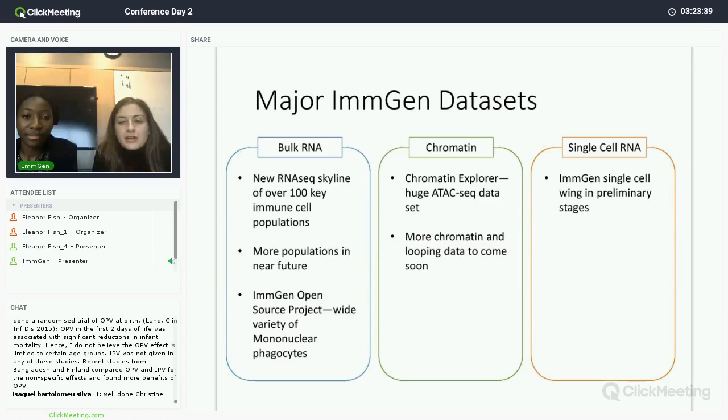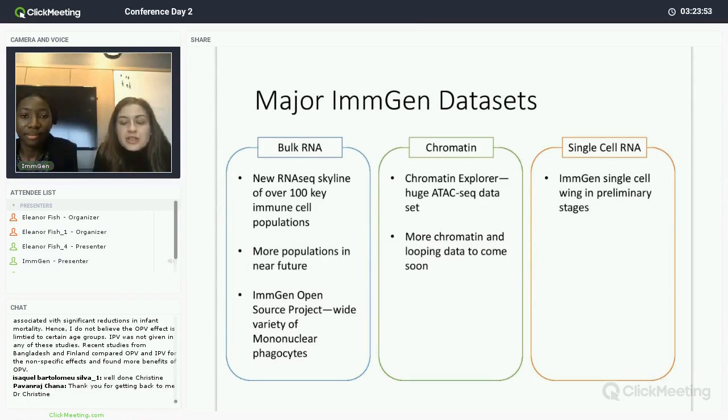Another really large data set ImmGen made available in phase 2 is a chromatin data set generated using the ATAC-seq method, again with over 100 key immune cell populations, including more rare populations like red pulp macrophages or mast cells. So we hope you check that out.